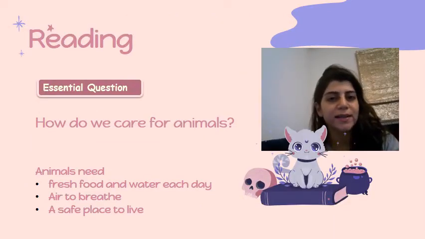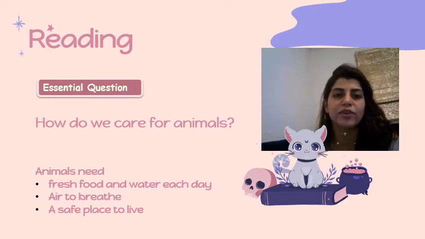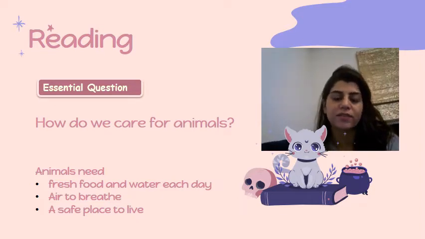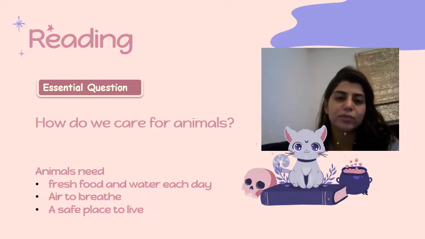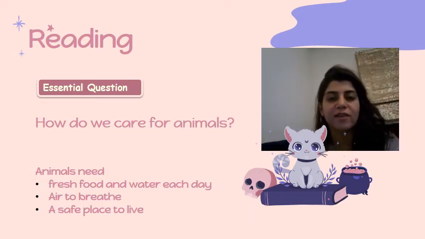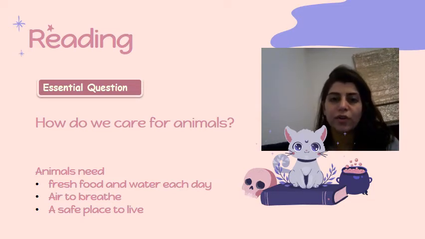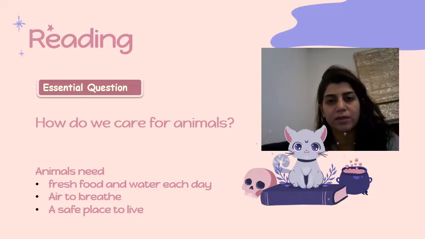Our new reading lesson is related to how we care for animals. Animals need a lot of things, right? Animals need fresh food and water each day, right? Can animals live without food and water? Animals need air to breathe and a safe place to live. Now we're going to watch a short video about how to care for animals.